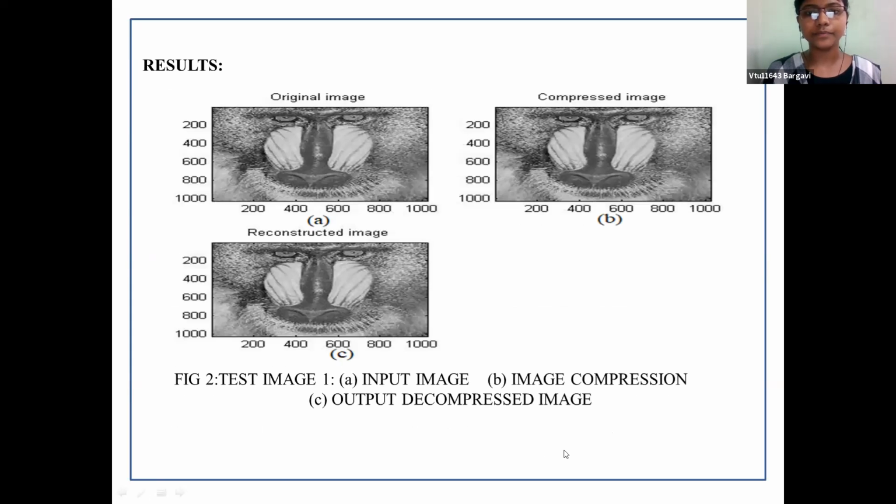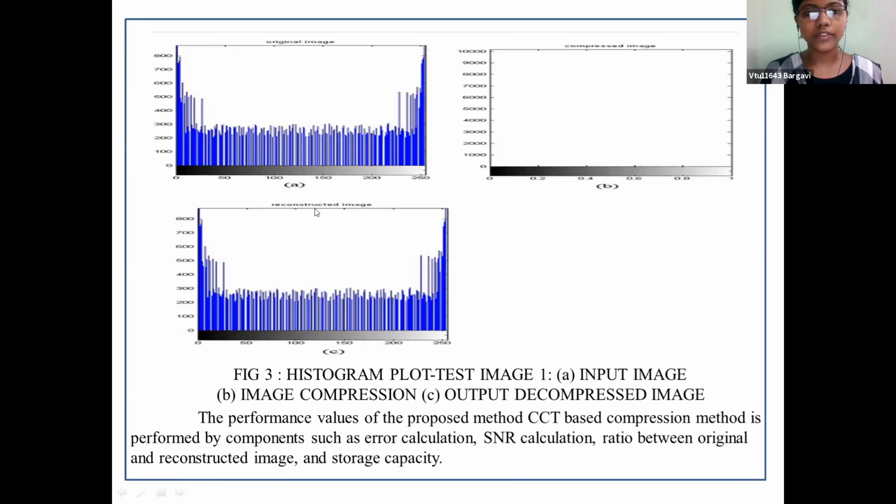And these are the results that we obtained. The figure A is the original image, that is the input image, and the figure B is the compressed image with the help of complex controller transform. The figure C is the output decompressed image. Here are the histogram plots of the three images. The first one is the histogram plot of original image. The second one, which is the B image, is the histogram plot of compressed image, and image C is the histogram plot of reconstructed image. As we can see, the amplitude of signal in the compressed image is reduced, which indicates that data size has been reduced in the compressed image.